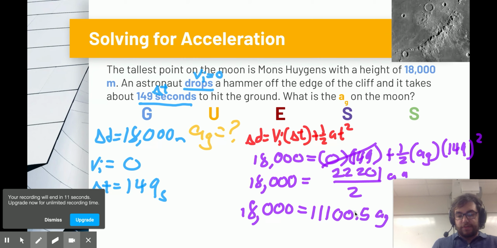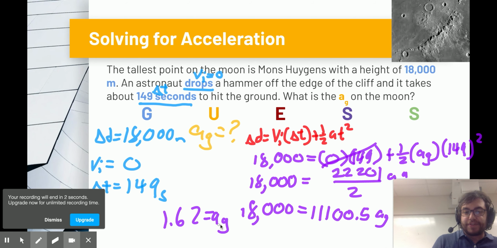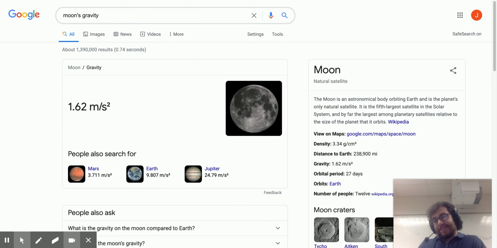All we gotta do is divide 18,000 by that number, and we get our answer of 1.62, which we can check, and we will see that the moon's gravity is 1.62 meters per second squared. So, you're welcome. I make good problems that make sense, like I've said.